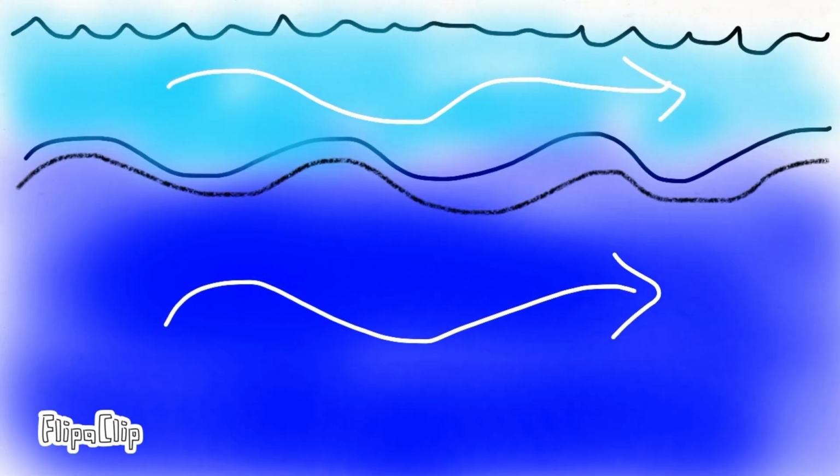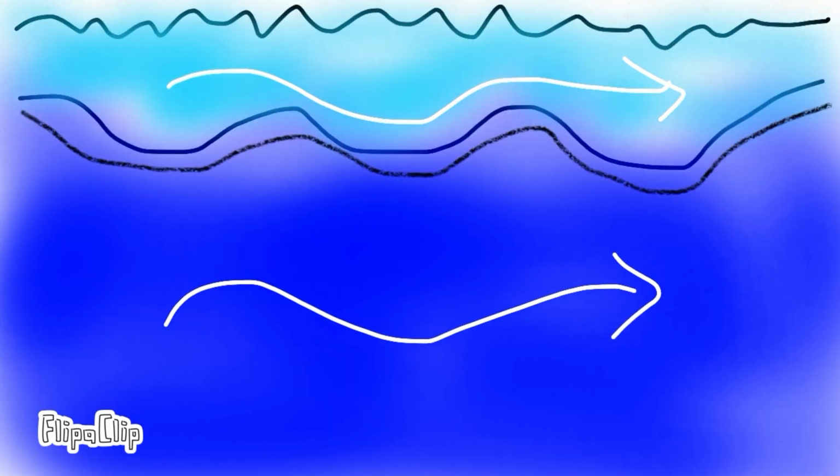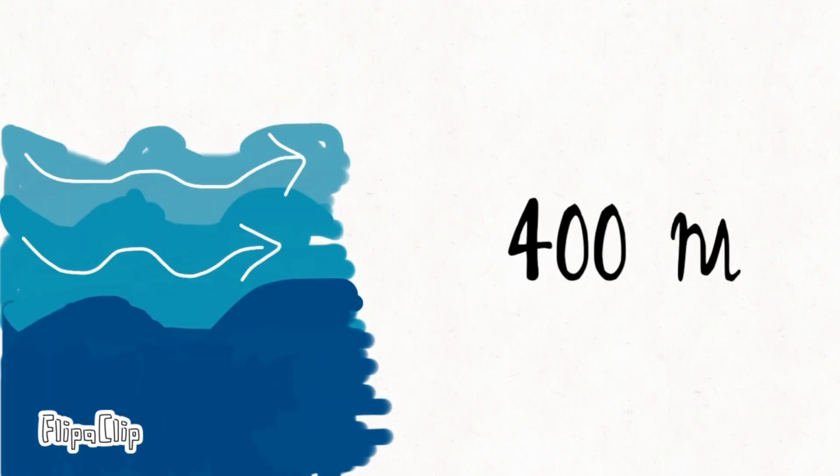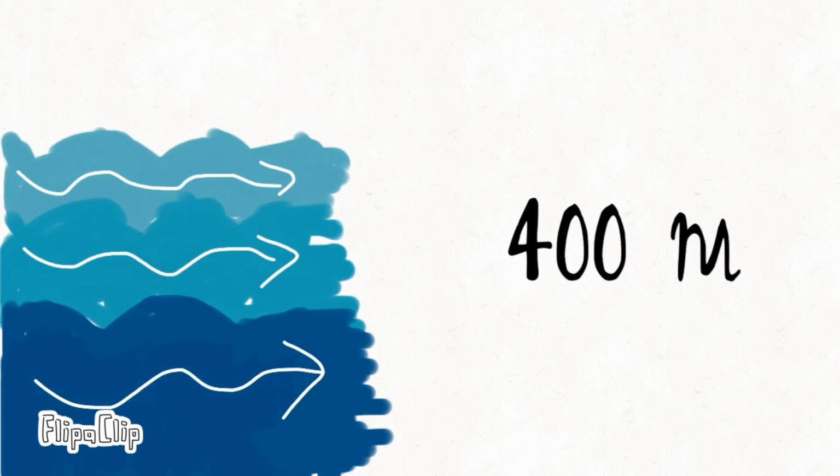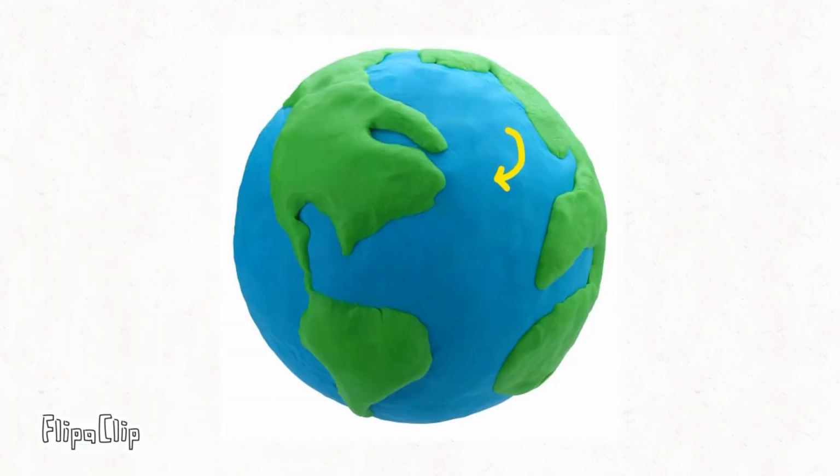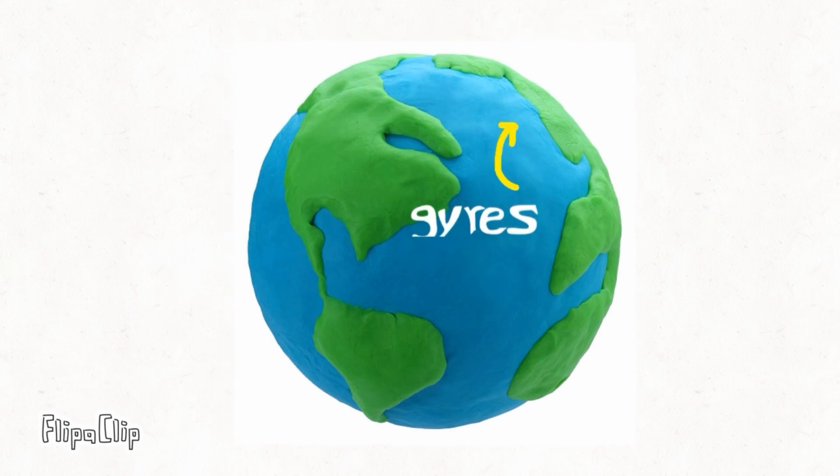Wind blowing over the ocean drags the top layer of ocean, which influences the layer beneath. These layers above influence the layers below, and this can continue till around 400 meters. This gives rise to gyres.